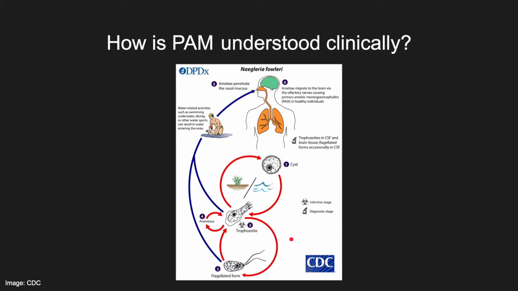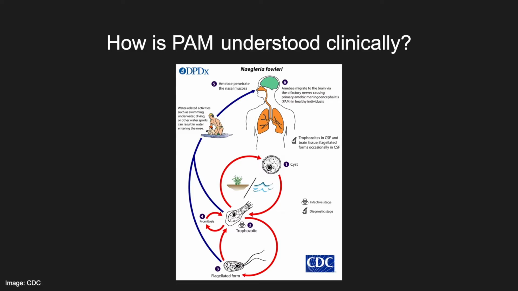Okay, there we go. All right, so how is PAM understood clinically? N. fowleri invades the central nervous system via the nose, specifically through the olfactory mucosa of the nasal tissues. This usually occurs as a result of the introduction of water that has been contaminated with N. fowleri into the nose during activities such as swimming, bathing, or nasal irrigation. So that is basically how people got infected with Naegleria fowleri.